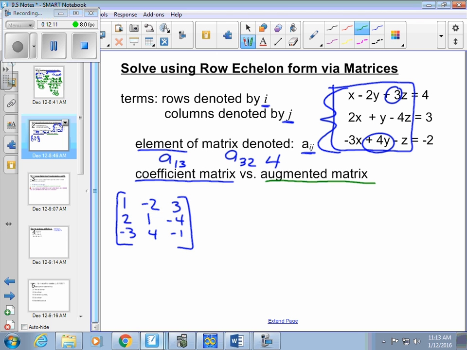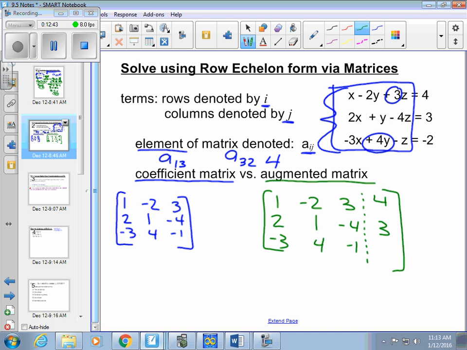Your augmented matrix allows for what your equations equal. It also brings in your constants. What your augmented matrix is going to look like is the left side is your coefficient matrix: 1, negative 2, positive 3. And where your equal sign is, you put a dotted vertical line in that spot. So you're saying on the other side, the constant is 4. And then I've got 2 and 1 and negative 4 and 3, and negative 3 and 4 and negative 1 and negative 2.